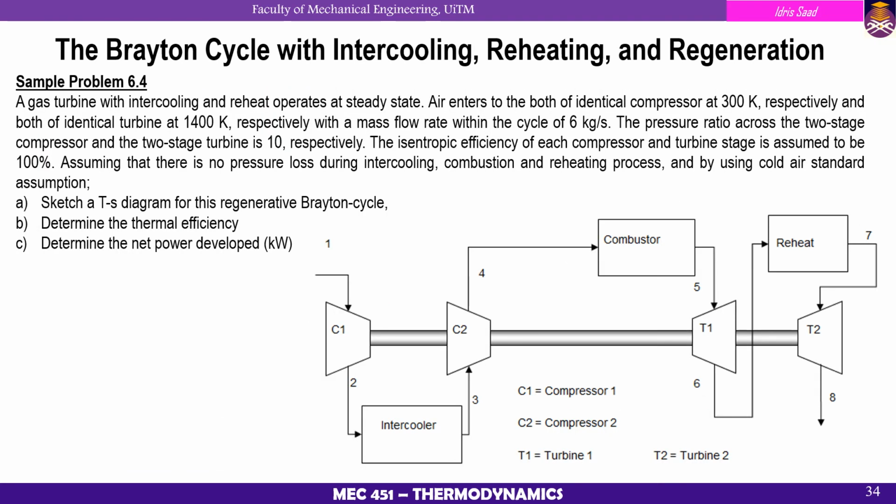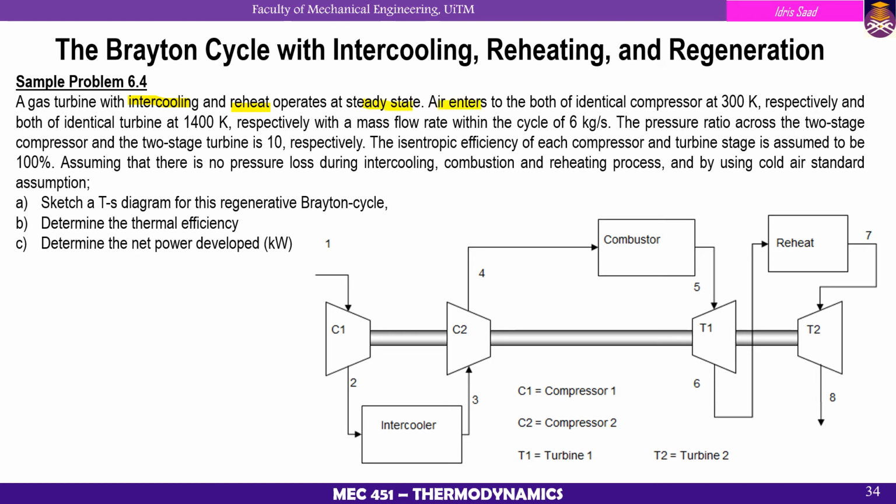This is sample problem 6.4. This sample problem will demonstrate how to solve the problem of the Brayton cycle with intercooling, reheating, and regeneration. Okay, let us read the question first. The question says, a gas turbine with intercooling and reheat operates at steady state.